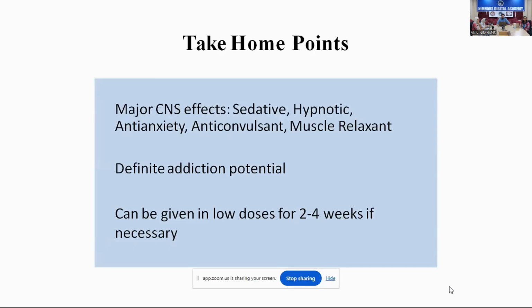The major CNS effects of benzodiazepines: sedation, it can be a hypnotic, anti-anxiety, anti-convulsant, muscle relaxant. Basically, these are the pharmacological uses of benzodiazepines as a class of medications. Addiction potential, definite. There is a very high rise in addiction cases of benzodiazepine that we are seeing nowadays. Can be given in low doses for 2 to 4 weeks if necessary.